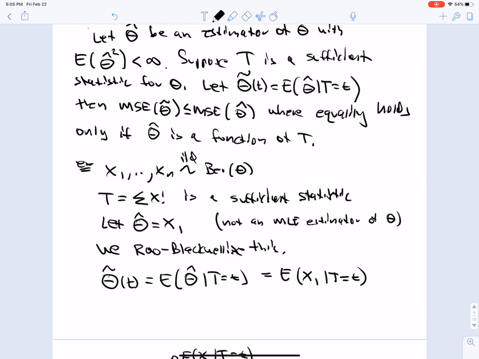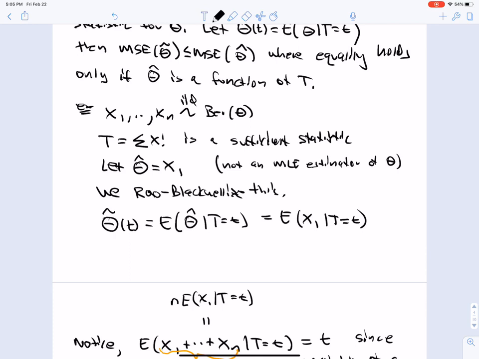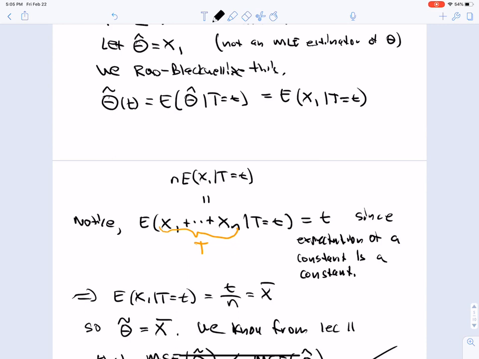So let's just look at an example. x1 to xn IID Bernoulli, we're going to let t be the sum of the xi's, which is a sufficient statistic. We'll let theta hat be x1, which is not an MLE estimator. We're going to Rao-Blackwellize this by looking at the conditional expectation of theta hat conditioned on t. And we use a trick here. The x1 to xn are identically distributed, so the conditional expectation is just n times the conditional expectation of x1.